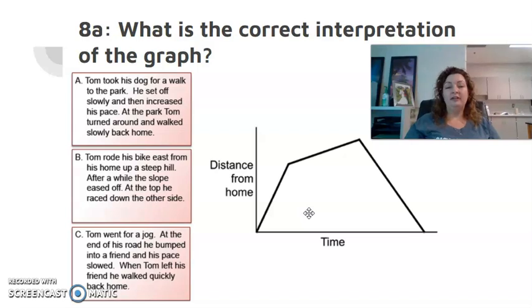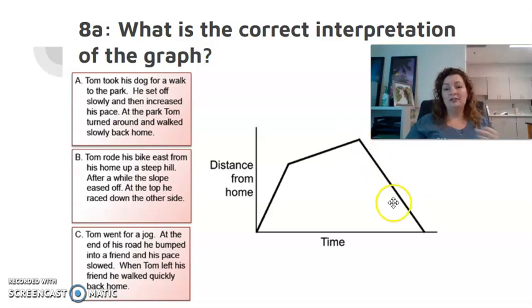So if I'm looking at this, it says he rode his bike, which, okay, sure, that's fast. After a while, the slope eased off, which means he got slower, right? All right. And then at the top, he raced down the other side. So we're good up to here. But then it says at the top, he raced down the other side.